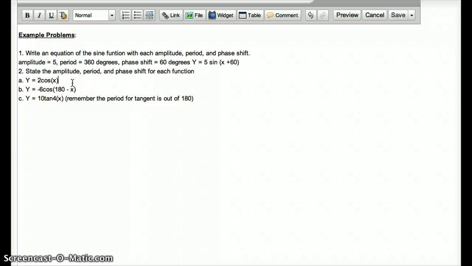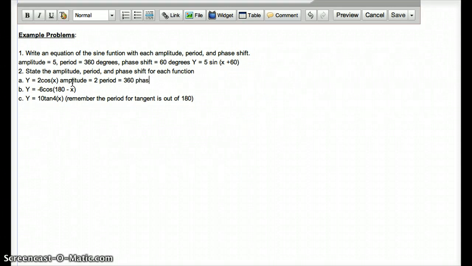So for this one, we have y equals, and then we have 2. If you recall, this is the spot where I told you amplitude would come in. So we have amplitude equaling 2. For the period, it's self-explanatory. For cosine, it could be 0 through 360. So basically all we have is the period equaling 360, since nothing is over k. So the period will equal 360.